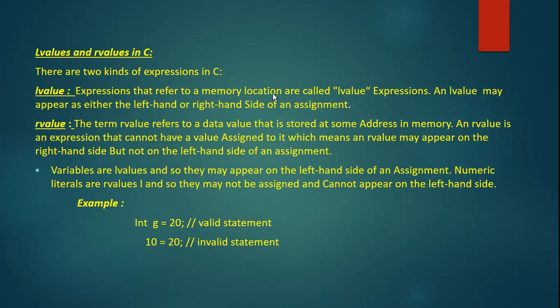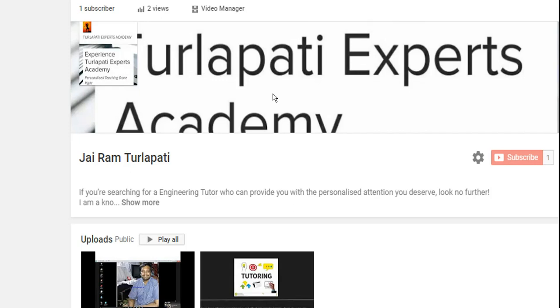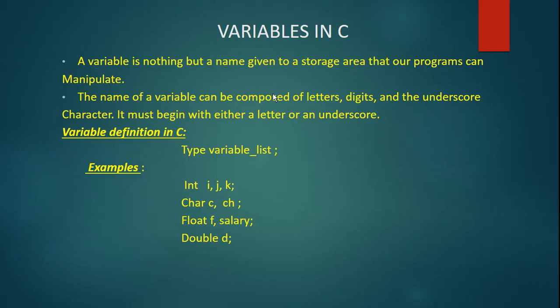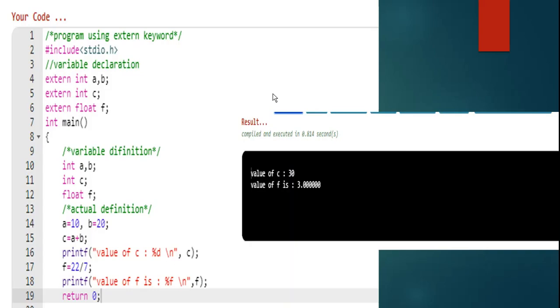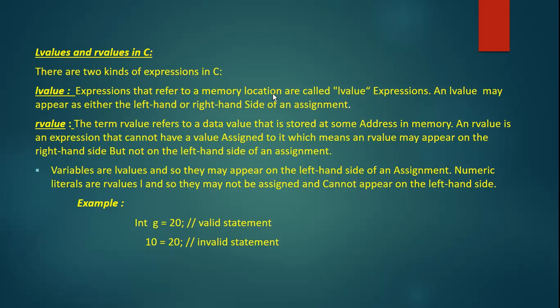So these are the variables in the C programming language. This is the way we can define a variable, initialize a variable, declare a variable, and use the extern keyword, and R values and L values. These are the different aspects of variables in the C programming language.